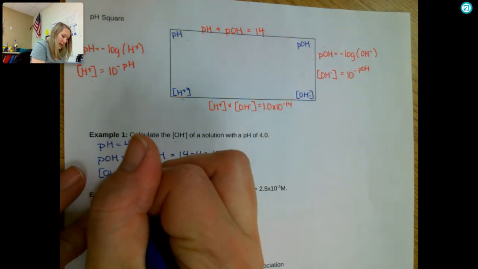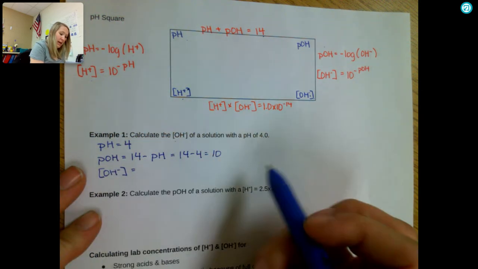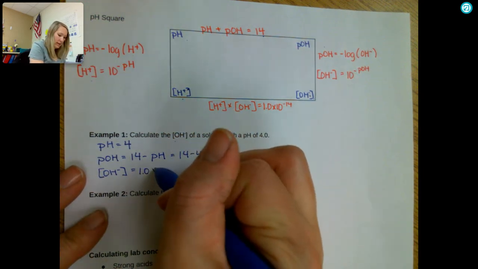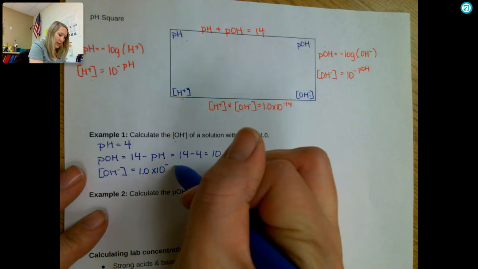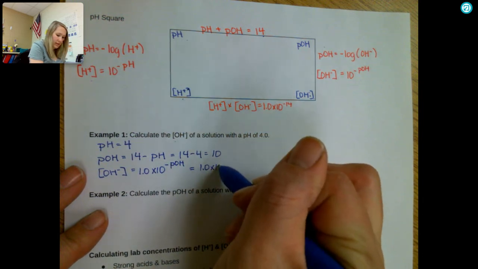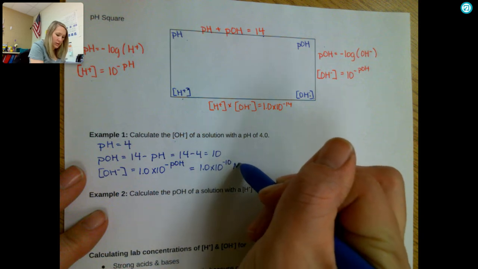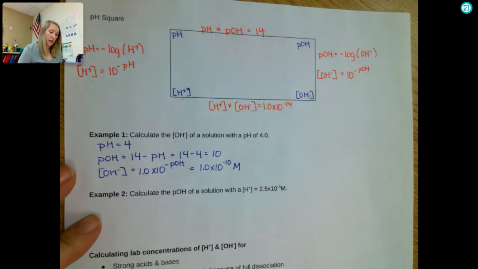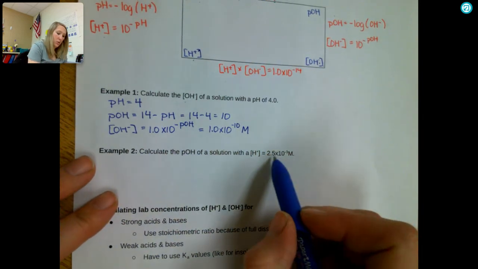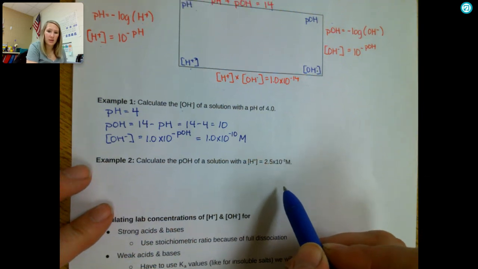And then my hydroxide ion concentration, if I have a whole number pH and pOH, is just 1 times 10 to the negative pOH, so 1 times 10 to the negative 10, and it's a concentration, so I'm going to have molarity for my units. In my next one, I don't have a whole number or a base of 1, so I'm going to have to actually plug things into my calculator.